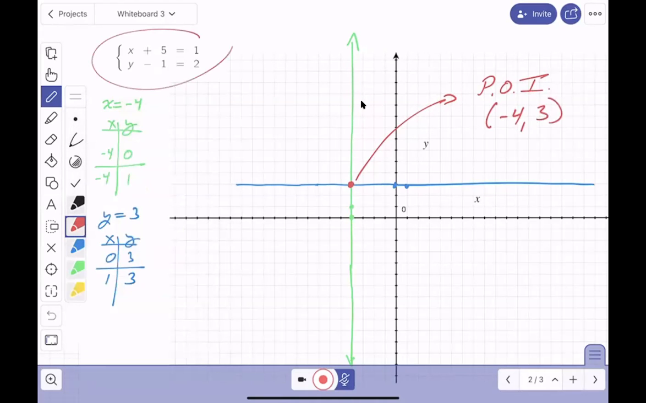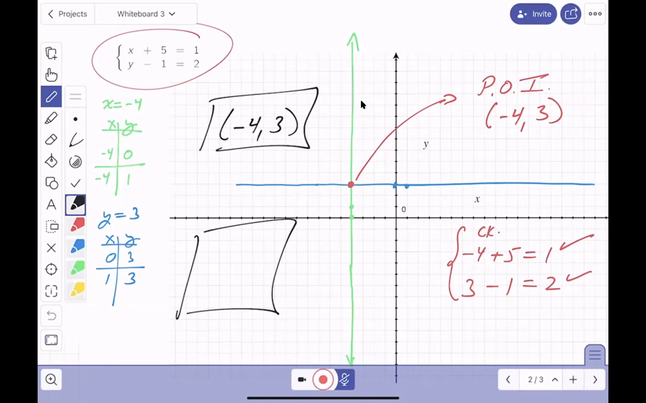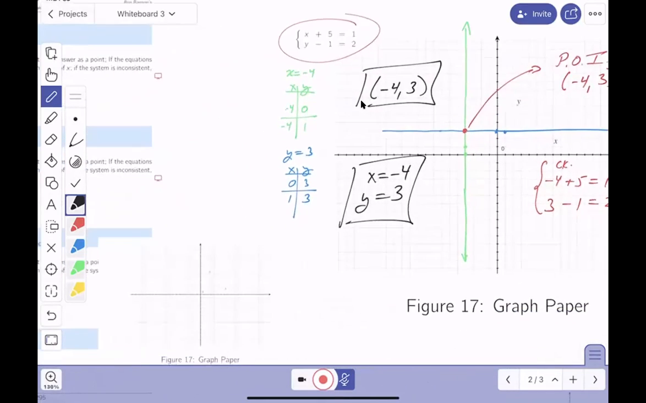What's the original system? This over here. Let's see if that's true. What would you get over there? I'm doing the check. If x is -4, I get -4 plus 5 is 1. That checks. And if y is 3, 3 minus 1 is 2, and that also checks. So I've got my point of intersection, and that point is -4, 3. You can write it down as a point of intersection, or you can put down the x and y. What's x? -4. What's y? y is 3.